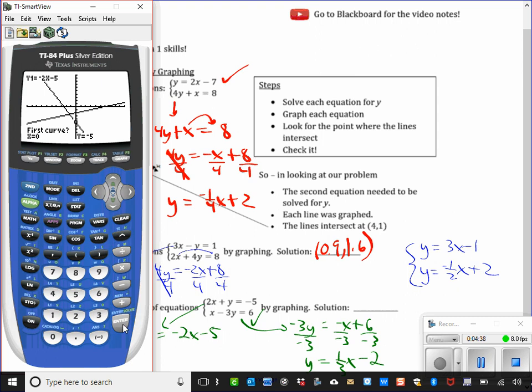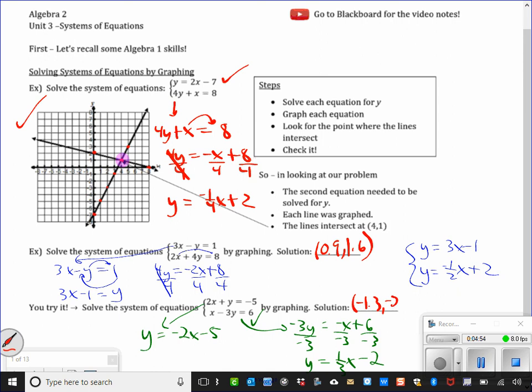All you have to do when you get here, first curve, press enter, because that's it. It jumps up to the next one. Press enter again. And it wants you to guess, so don't bother, just press enter again. So you press enter 3 times in a row. And look at that answer, -1.3 and -2.4.